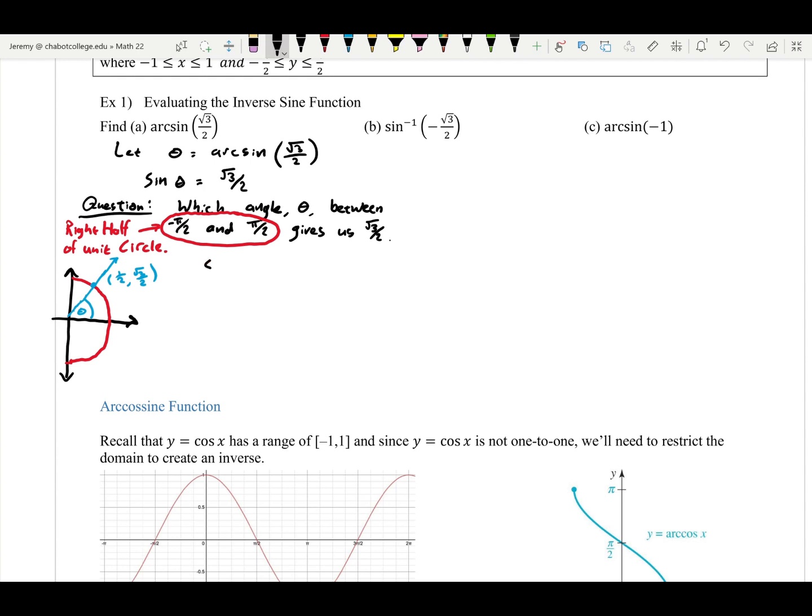So theta is equal to pi over 3. Thus, arcsine of root 3 over 2 is equal to pi over 3. And I'll box that up as my answer.